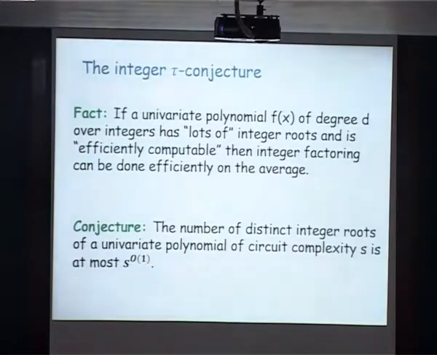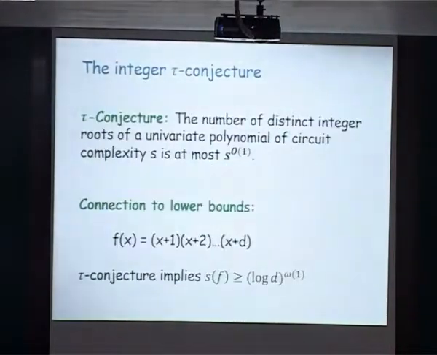So this conjecture is called the tau conjecture. It's originally due to Shub and Smale. Here, lots of integer roots means, say, order d or maybe order square root d, and efficiently computable here would mean, say, polylog d, having circuit complexity polylog d. So let's believe this conjecture for the moment.